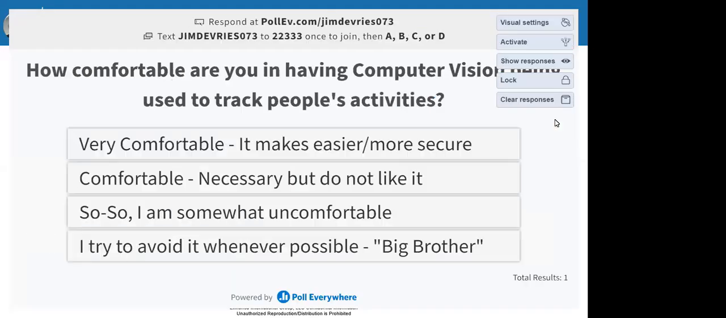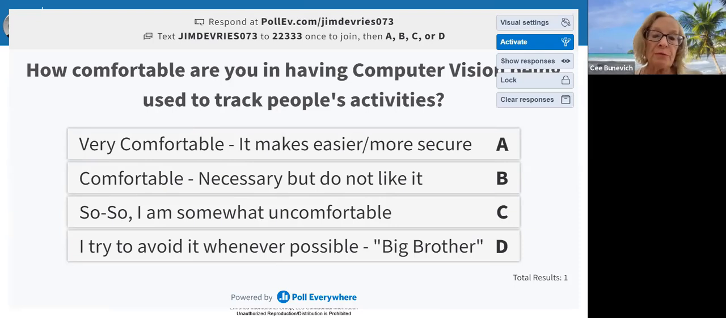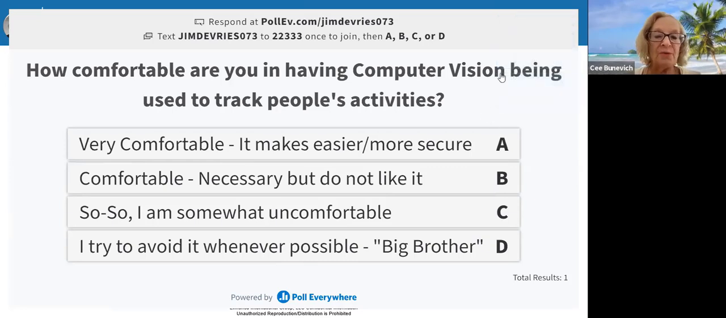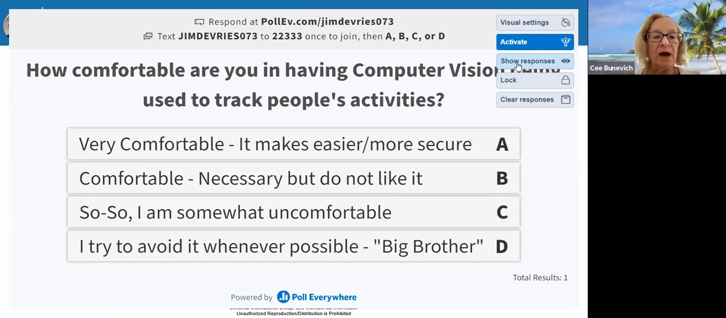To our second polling question: how comfortable are you with computer vision being used to track people's activities? Are you very comfortable? You just think it makes it easier and more secure? That's A. B, you're comfortable, you think it's necessary, but you don't like it. Or C, so-so, I am somewhat uncomfortable. And D, I try to avoid it whenever possible. It reminds me of Big Brother. Why don't we spend a minute answering that question?